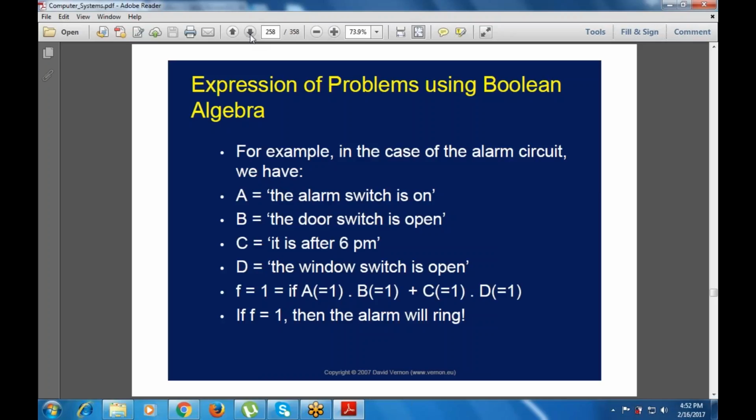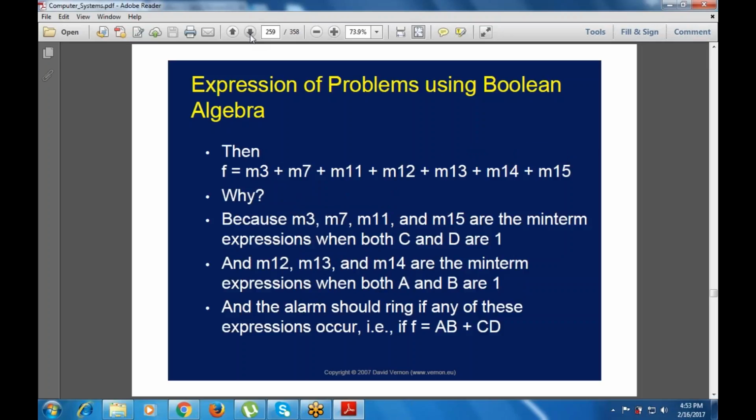Then the expression of the problems using Boolean algebra. For example, in the case of the alarm circuit, A is the alarm switch is on, B the door switch is open, C it is after 6 p.m., and D the window switch is open. F equals 1 if A equals 1, B equals 1, C equals 1, and D equals 1. And this is the alarm that will ring if F equals 1.